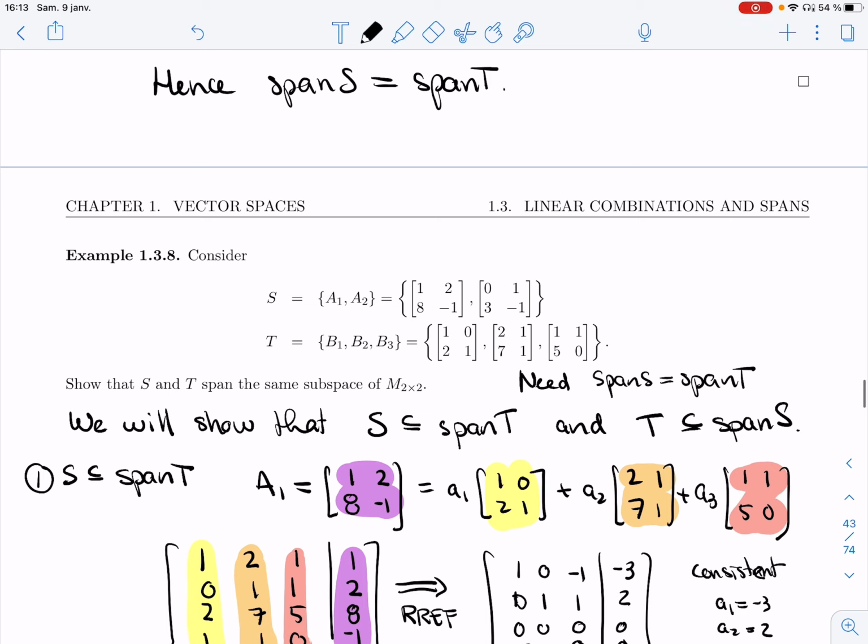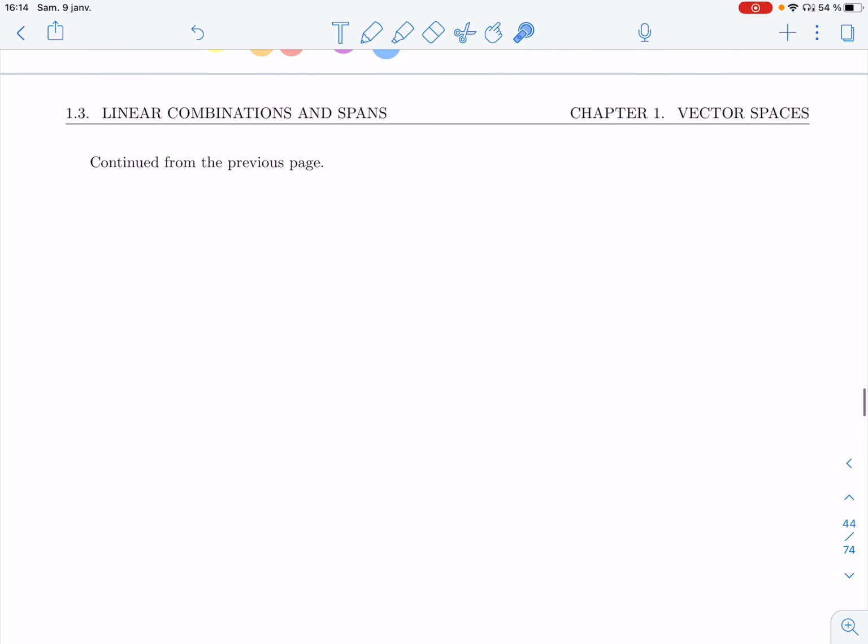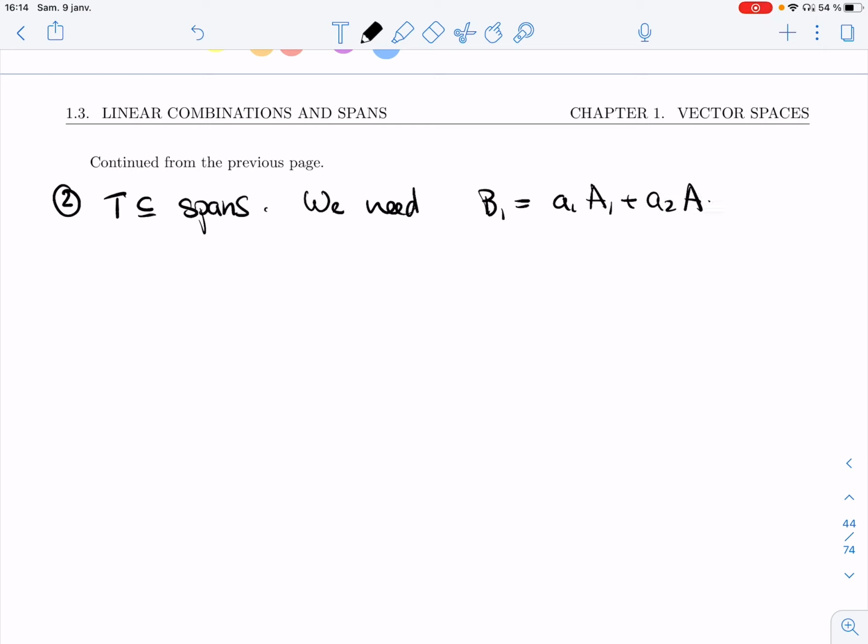All right, we've proven that span of T contains S. That's the first part. We need to prove the opposite. So now that we've written the A's in terms of the B's, we have to write the B's in terms of the A's. That's going to be part 2, hence the second page. So we want to show that T is inside span of S. So we need B1 equals A1, A1 plus A2, A2. B2, let's use different numbers. And B3, C1, A1 plus C2, A2.